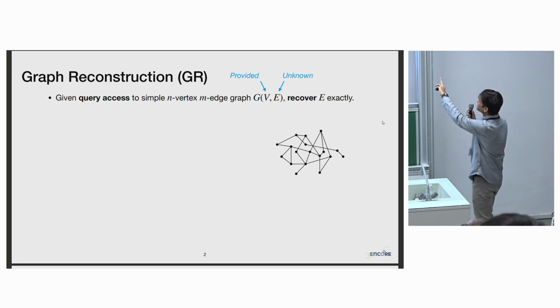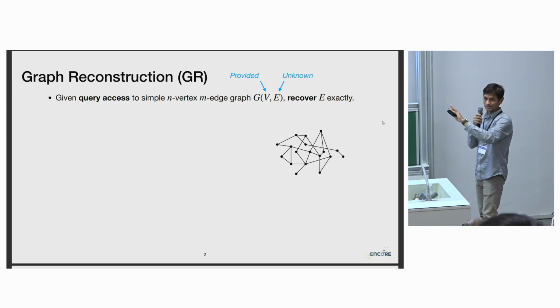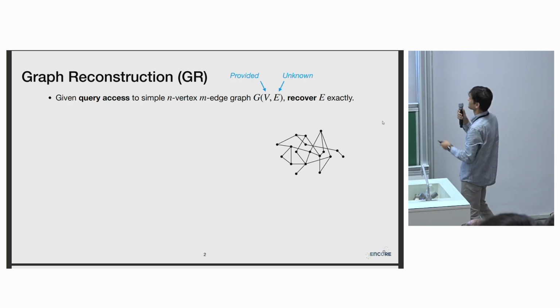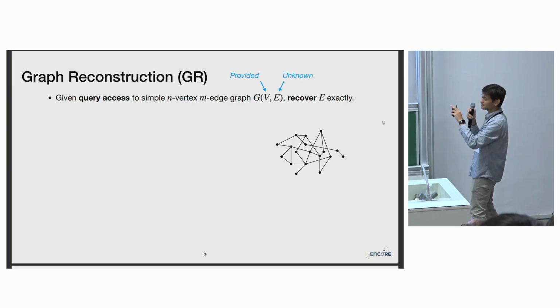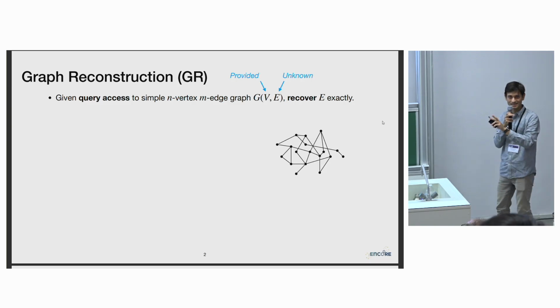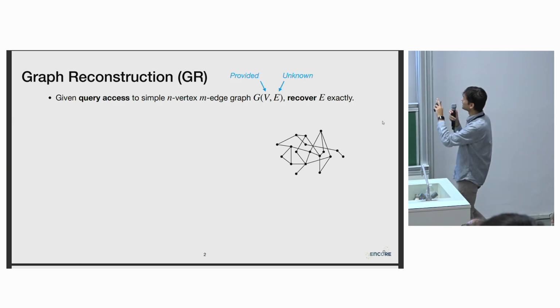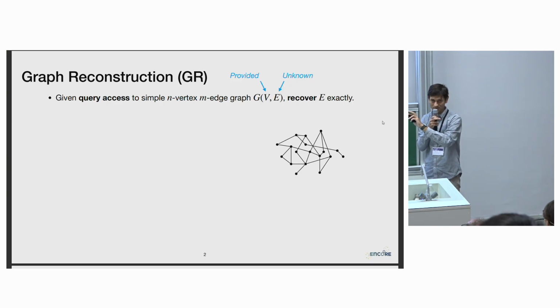So, you don't know the set of edges. You know that the set of vertices without loss of generality is numbered 1 to n, and you are recovering the pairwise relations which make this graph. By query access, we mean that we are looking at a subset of these vertices and getting to know some information about the edge structure of that subset.